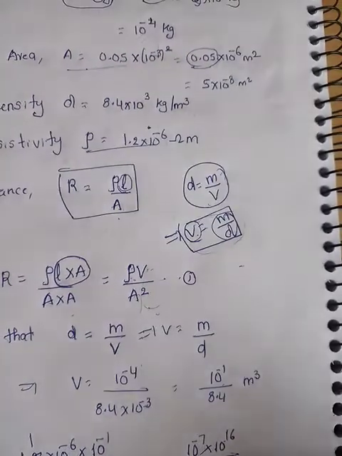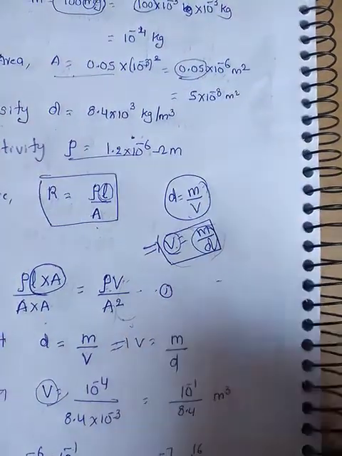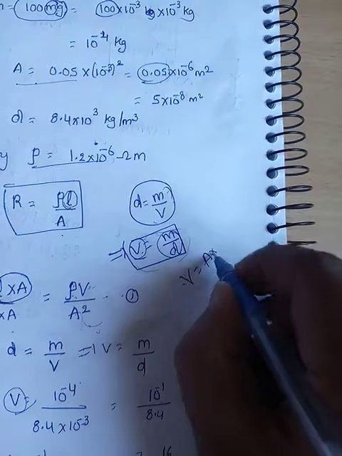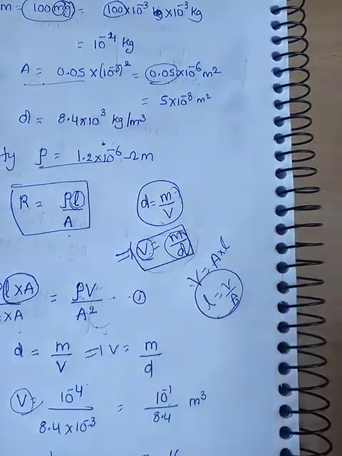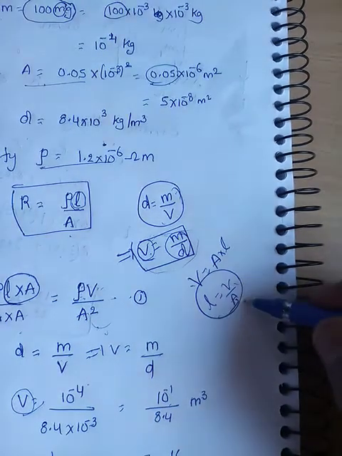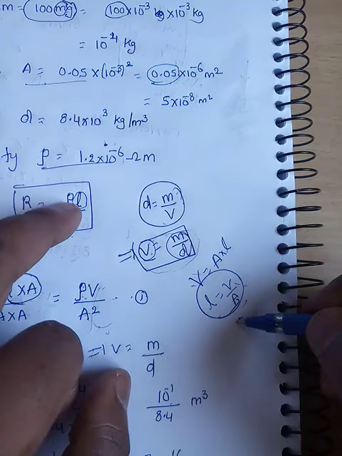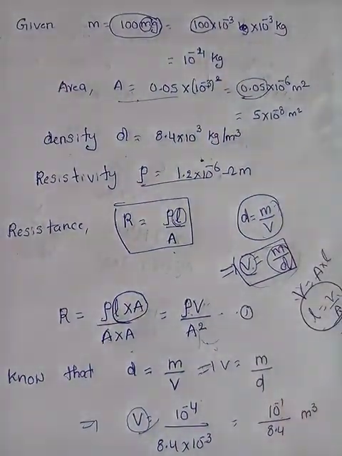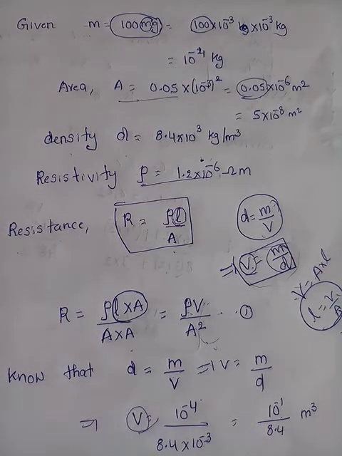Or in some cases, they calculate volume first, right? The volume can be written as area into length. From that, L is equal to V by A. So we got V and we know A, and substituting that value, again in the same formula, without changing the formula also we can get the answer. So this is the way to calculate the problems.